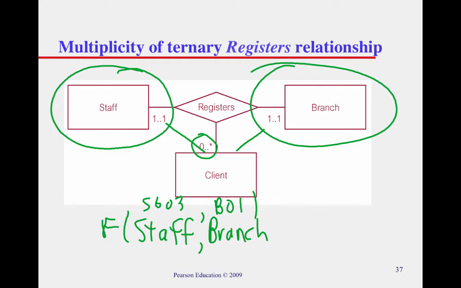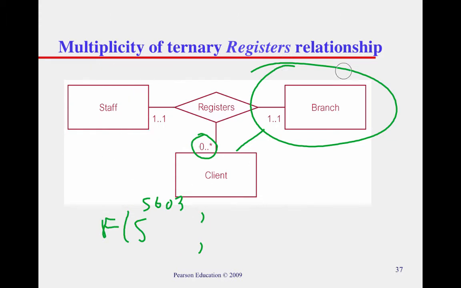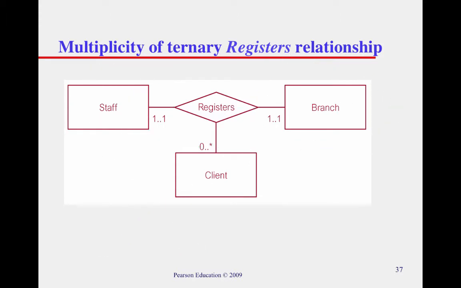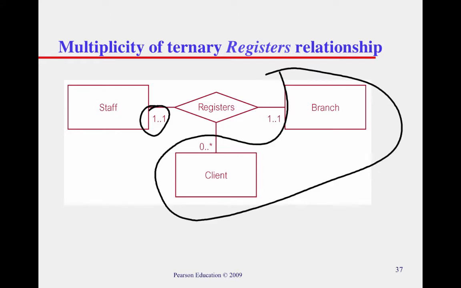Okay, so the final one is how do we calculate the 1, 1 there. We want to calculate this one, which means that we consider a branch and a client. So given a specific branch, let's say B003, and a client, say CL01, how many staff can have registered that client? The answer is exactly 1. We have to have at least one staff member register them, and at most one staff member can register them.